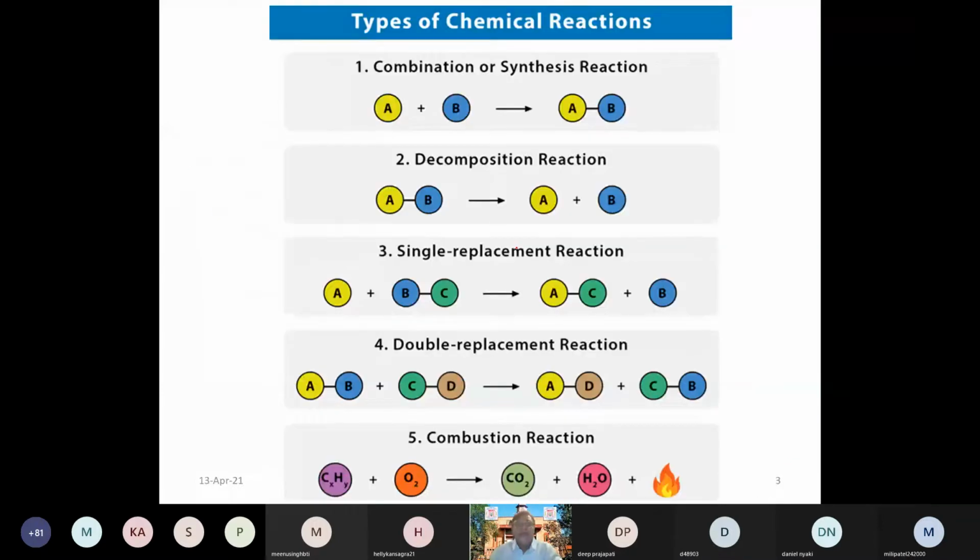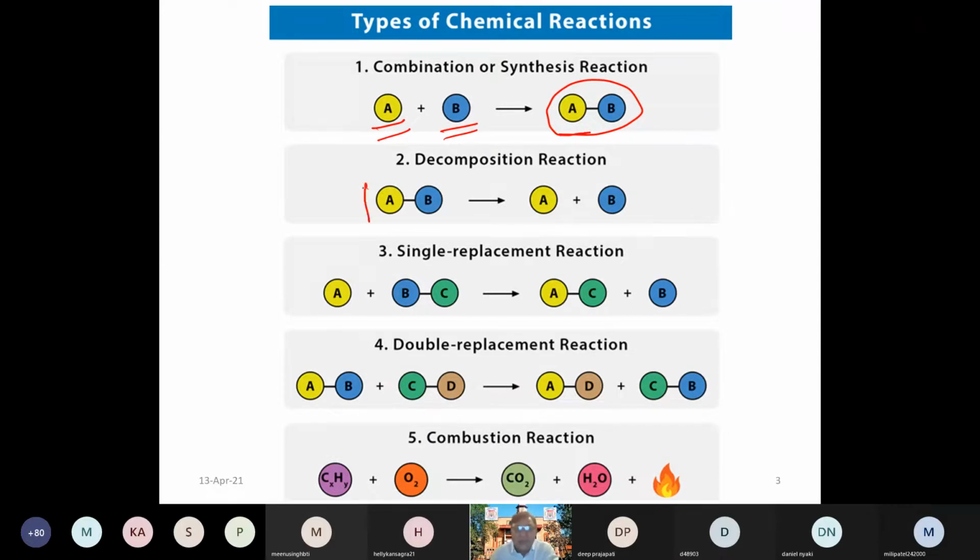Now, types of reaction. How many types of reactions are there? There are different types of reaction. Here I have taken examples of several reactions only. First is combination or synthesis reaction. Combination means here you can see A and B molecules or A and B atoms react with each other and we will get the product, that is called AB. This is called combination or synthesis reaction.